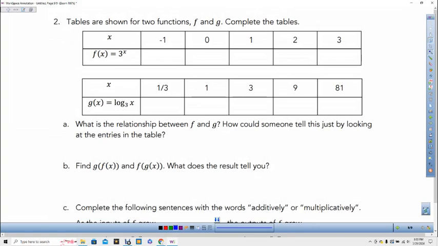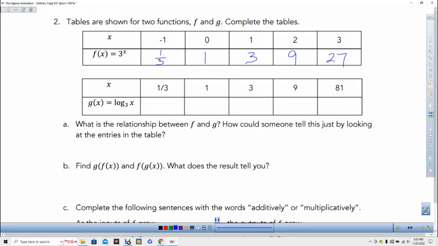All right, tables are shown for two functions, f and g. Complete the tables. So we've got an exponential here with base of 3. So we're going to do 3 to the negative 1 power. That's going to be 1/3, because remember the negative drops it to the bottom. 3 to the 0 power is going to give you 1. 3 to the first power is going to give you 3. 3 to the second power is going to give you 9. And 3 to the third power is going to give you 27.